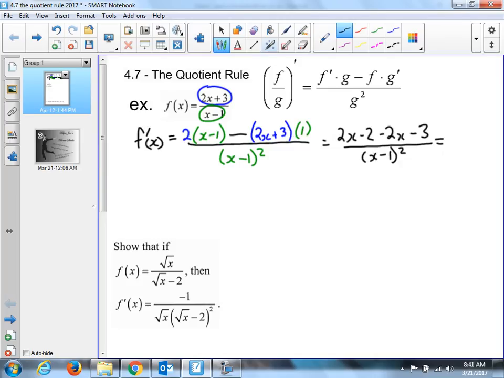I think you can see that the numerator is negative 5 over the denominator. So there you go, it does tidy up quite nicely. Sort of like me. I tidy up.